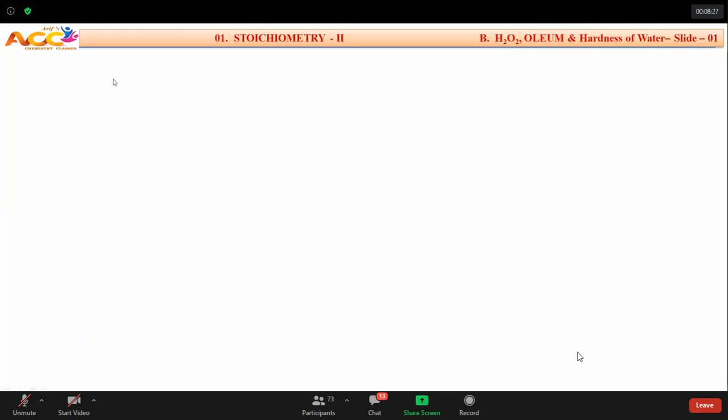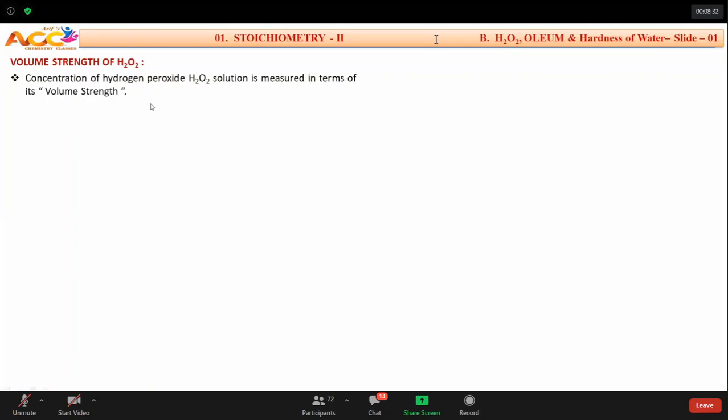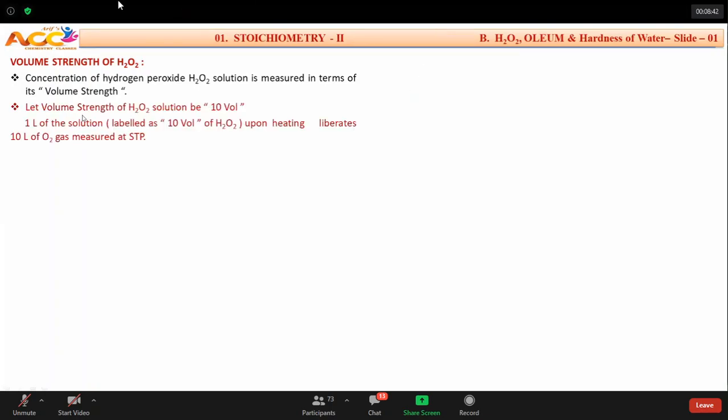How to proceed? Volume strength of hydrogen peroxide. The concentration of H2O2 solution is measured in terms of volume strength. We don't talk about molarity, normality, etc. Let the volume strength of hydrogen peroxide solution be 10 volumes, for 1 liter of solution. What is the meaning of 10 volumes? 1 liter of the solution upon heating gives you 10 liters of oxygen measured at STP. If you have a label of 10 volumes, it gives 10 liters of oxygen.